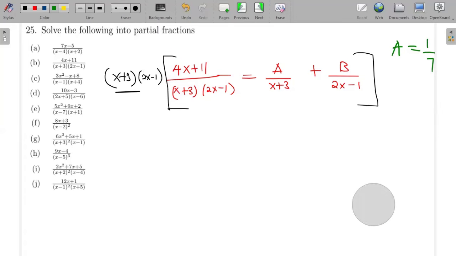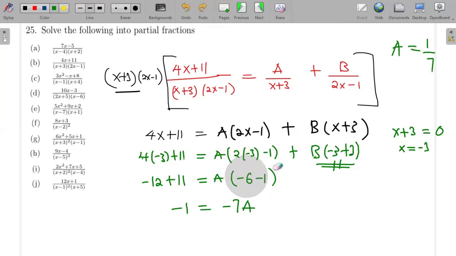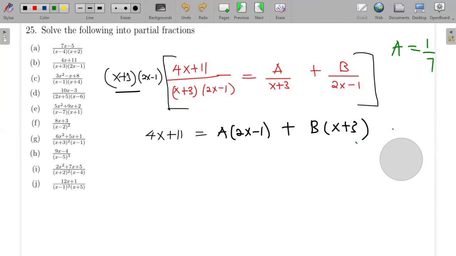Let's find the value of b. So to find the value of b, what are we going to do? To find the value of b, we eliminate a. So how can we eliminate a? We're going to set 2x minus 1 to be equal to 0, simply meaning that 2x is equal to 1, which means that x is equal to 1 over 2.